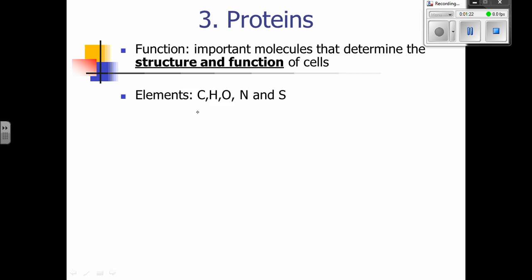So the elements of proteins, like lipids and carbohydrates, are organic, so they have carbon and hydrogen. They also have oxygen, nitrogen, and sulfur. One of the elements they do not have is phosphorus, but they have the other five.